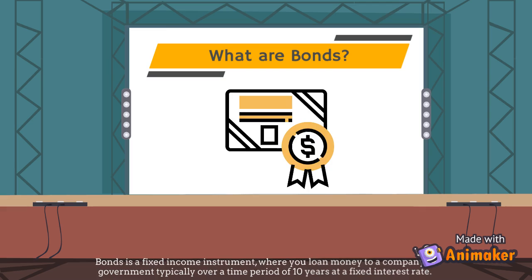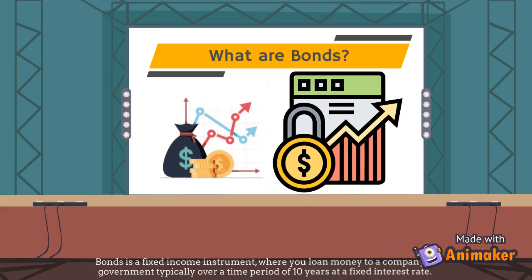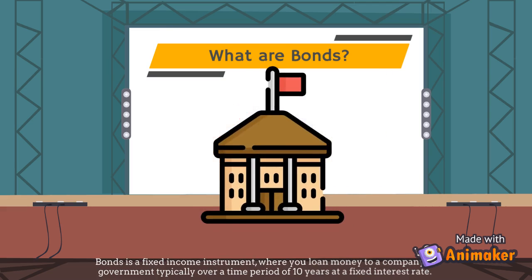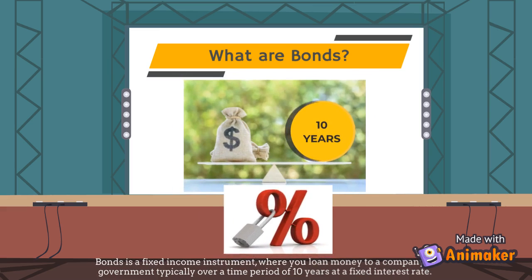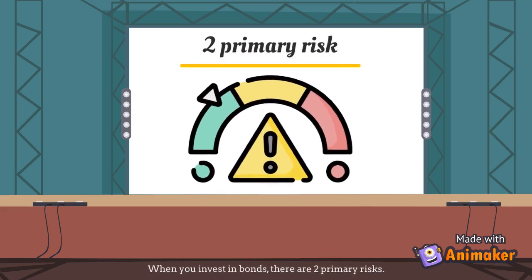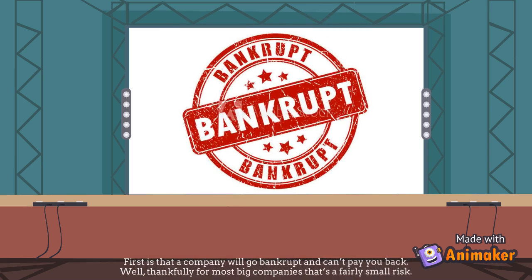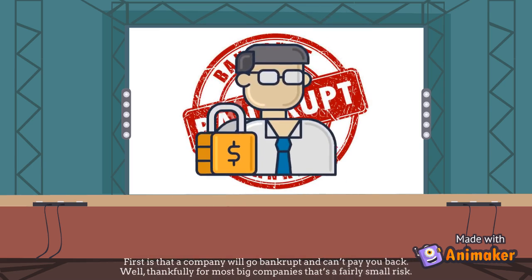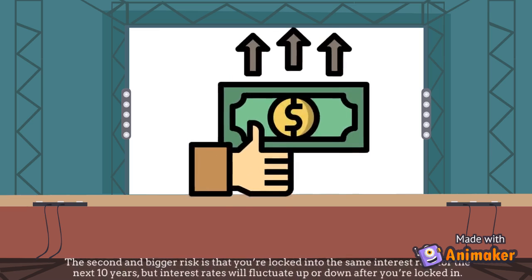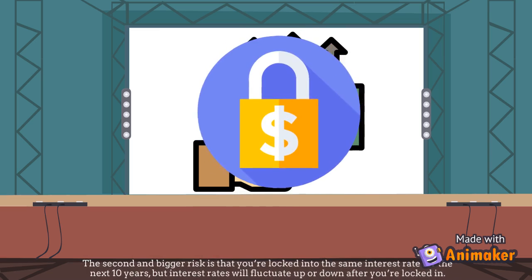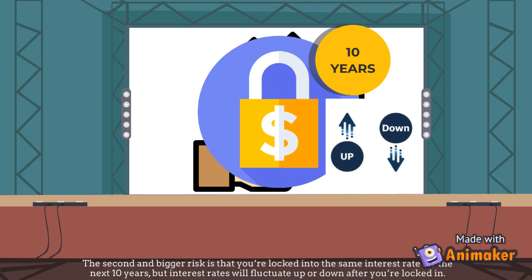A bond is a fixed income instrument, where you loan money to a company or government, typically over a time period of 10 years at a fixed interest rate. When you invest in bonds, there are two primary risks. First is that a company will go bankrupt and can't pay you back. Thankfully, for most big companies that's a fairly small risk. The second and bigger risk is that you're locked into the same interest rate for the next 10 years, but interest rates will fluctuate up or down after you're locked in.